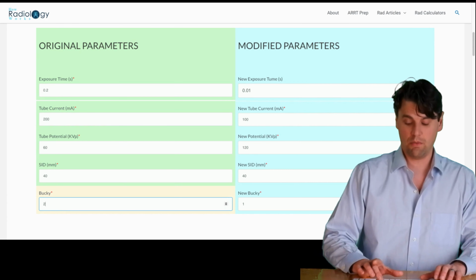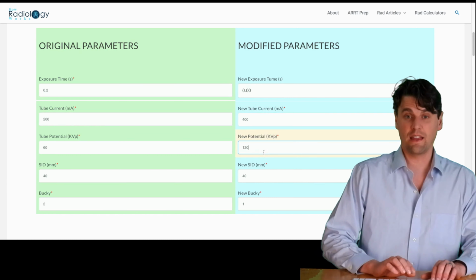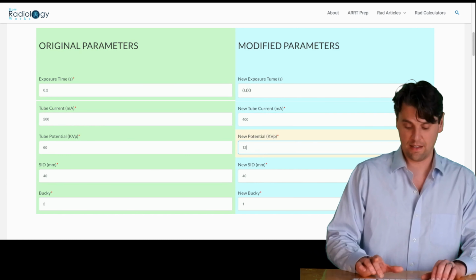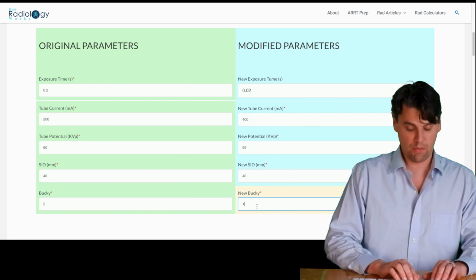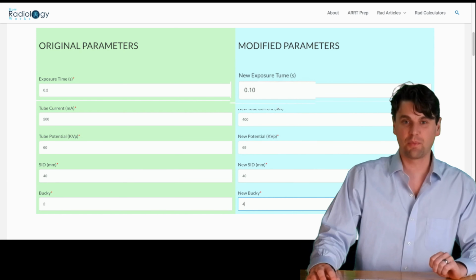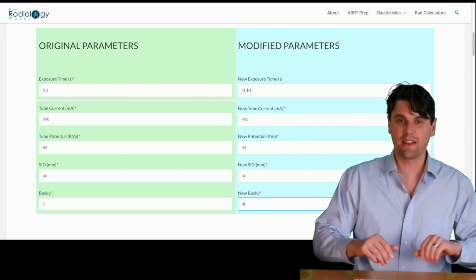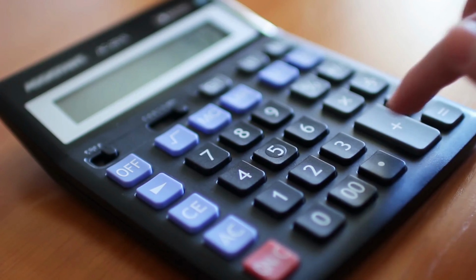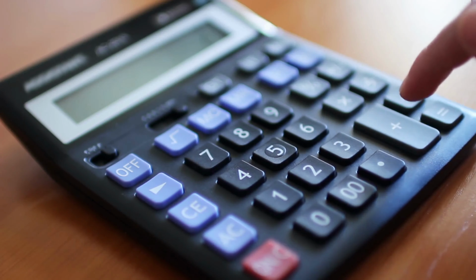The initial Bucky was 2. Modified mA was 400. Modified kVp was 69. We did not change the SID, and the modified Bucky was 4. The correct answer here is 0.1. That's what we calculated by going through the work, but it's just nice to have this calculator there so you can double check and determine the correct exposure time.